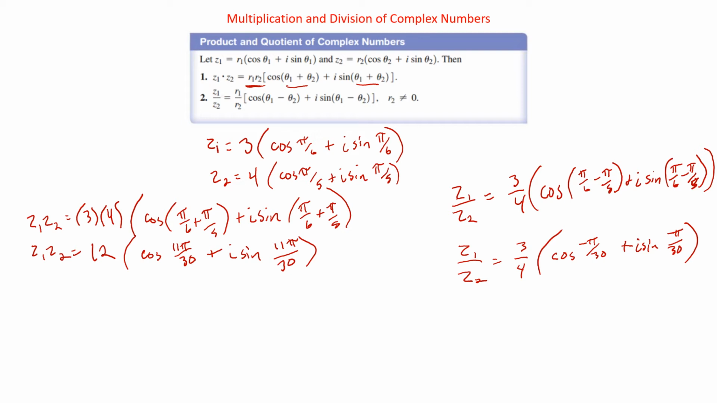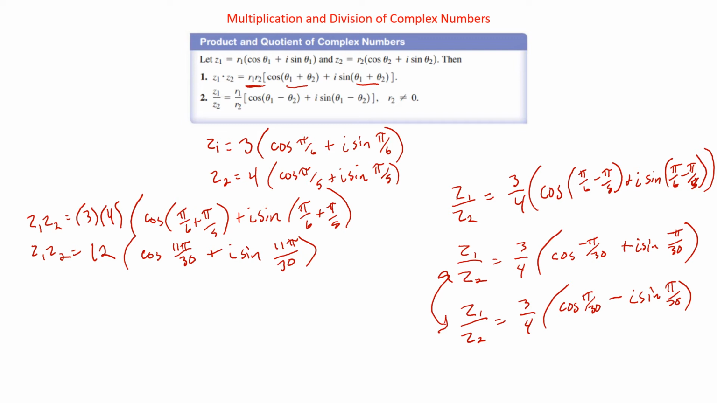We could use some properties of cosine and sine. Remember, the cosine of a negative angle is just the same thing. So it's just cosine of pi over 30. And then sine of a negative angle is negative sine. So that would be minus i sine pi over 30. So both of these two last things are the same.